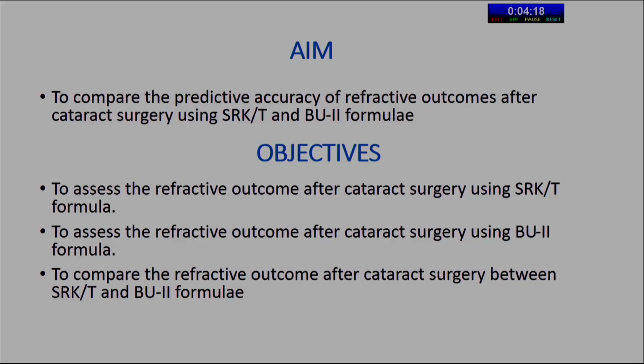My aim is to compare the predictive accuracy of refractive outcomes after cataract surgery using SRK/T and BU2 formula. The objective is to assess the refractive outcome after cataract surgery using the SRK/T formula and using the BU2 formula, and to compare the refractive outcomes after cataract surgery between SRK/T and BU2 formula.